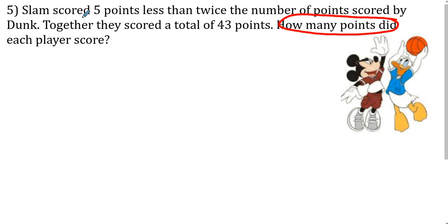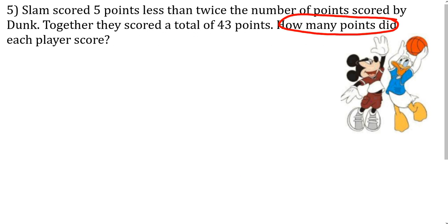What do we know? We're talking about two players, Slam and Dunk. We don't know how many each have, so those would be perfect for a variable. So why don't we say S is the number of points Slam scores, and D represents the number of points Dunk scores. Can we come up with some equations based on our givens?